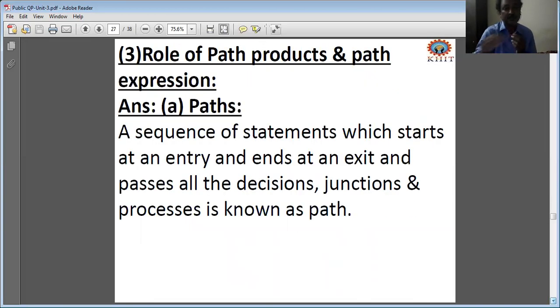Next, the third question: role of path products and path expressions. What is meant by a path? A sequence of statements which starts at an entry and ends at an exit, and passes through all the decisions, junctions, and processes, is known as a path.